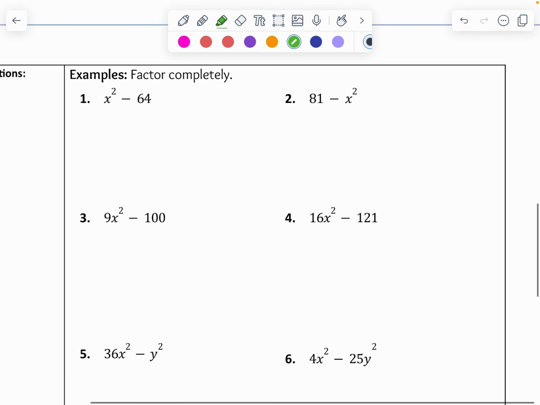So let's go through some examples. And I know it looks like a lot of examples, but this is really quick.